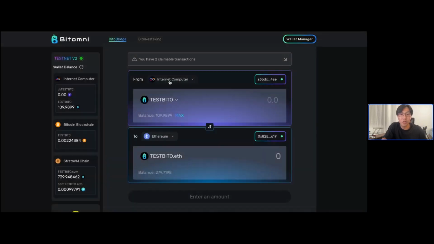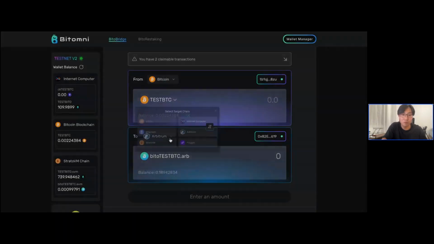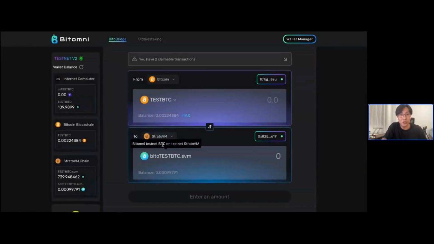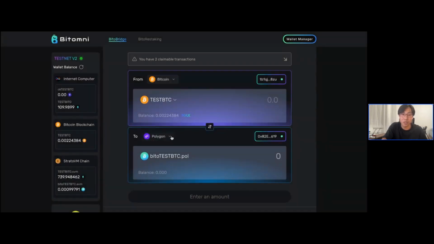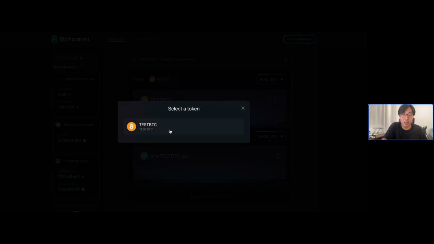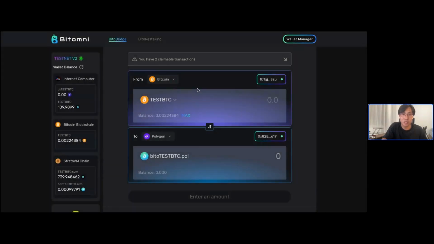So for the source chain, like I said, we support Bitcoin to different blockchains: Internet Computer, Ethereum, Arbitrum, and Strato VM, which is an EVM-compatible Bitcoin layer 2 blockchain, and also Polygon, I think, as an EVM layer 2. And right now we only support test BTC because it's in the testnet stage. Once it goes mainnet, we'll support BTC here.